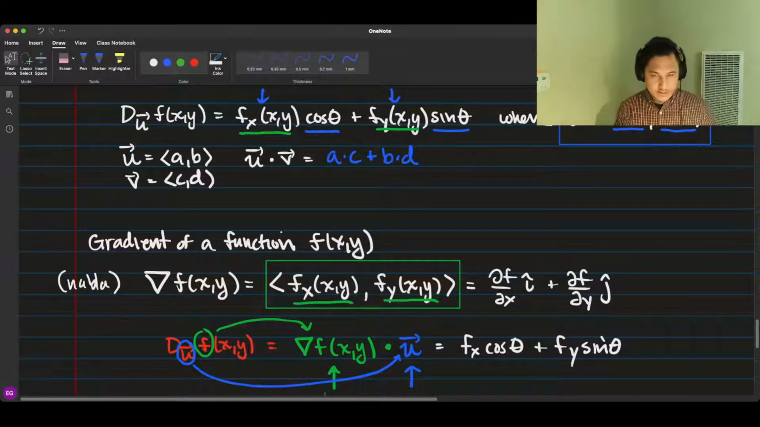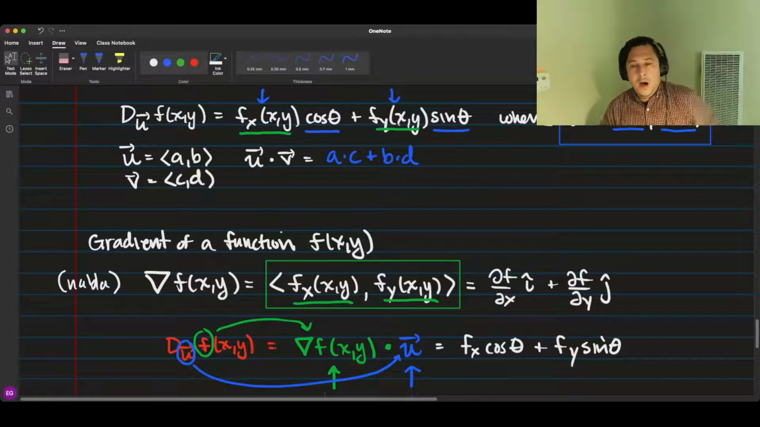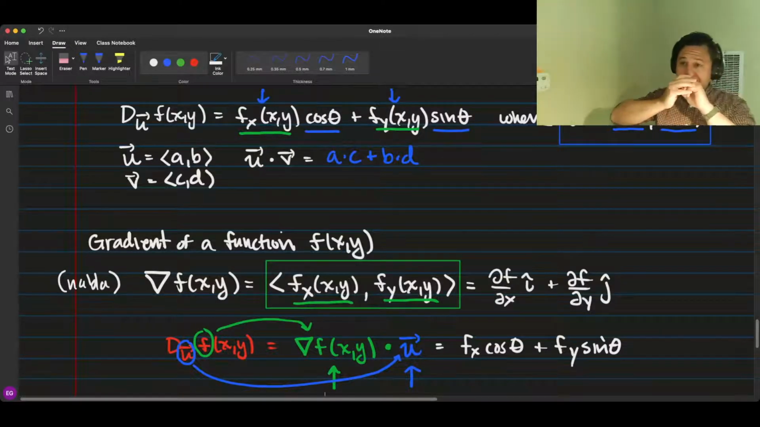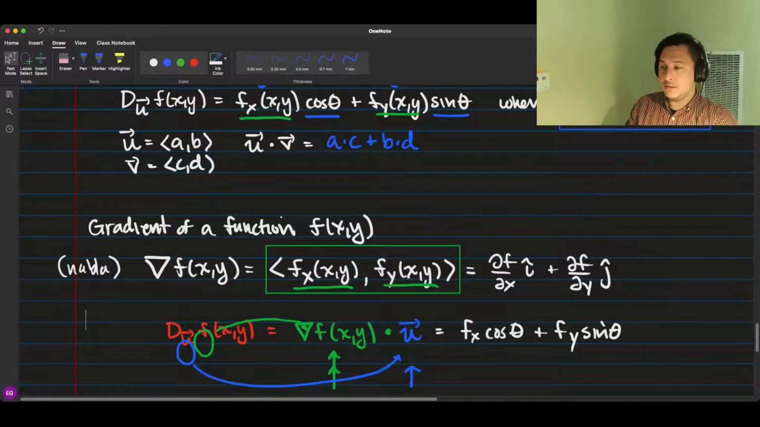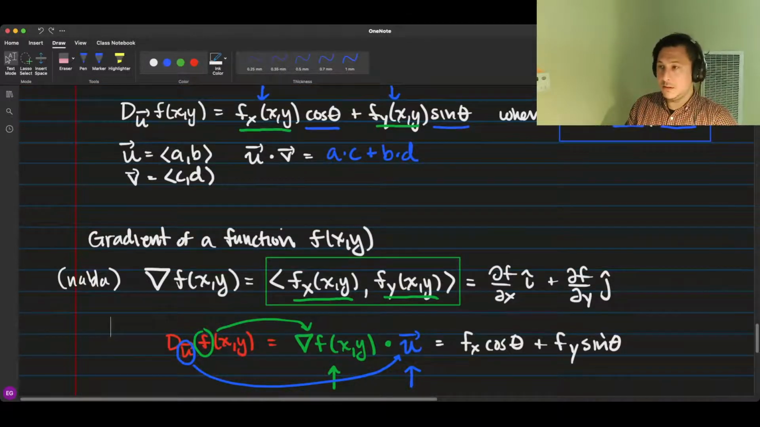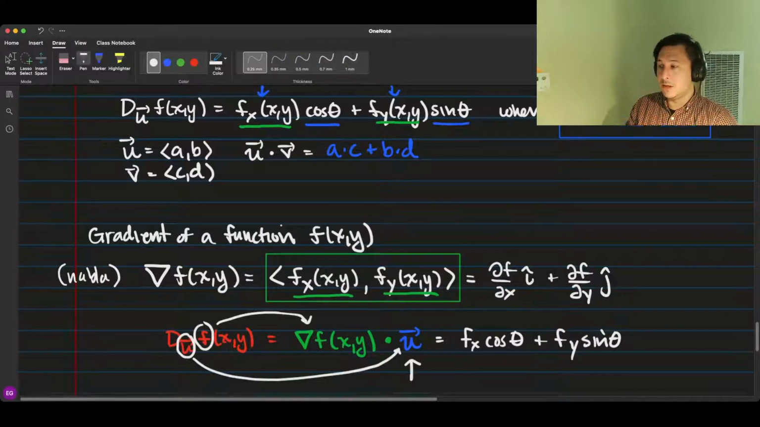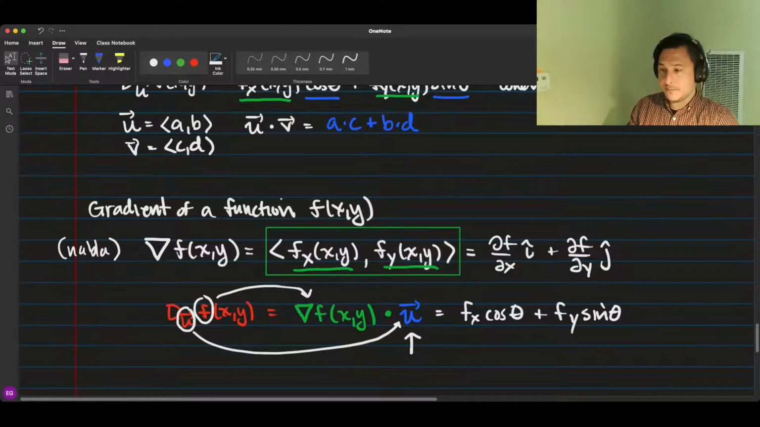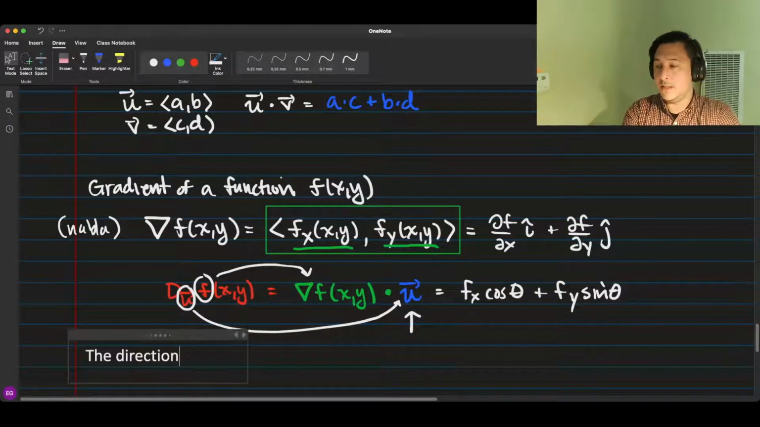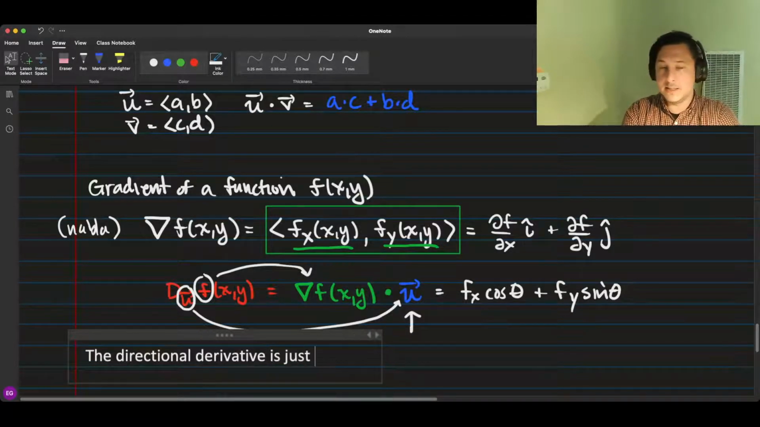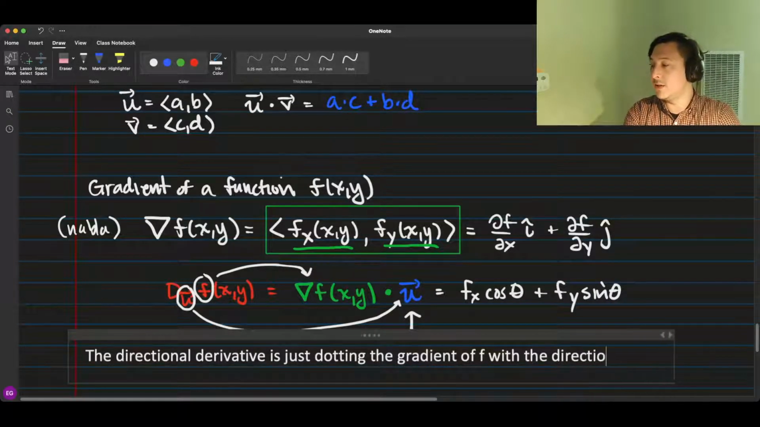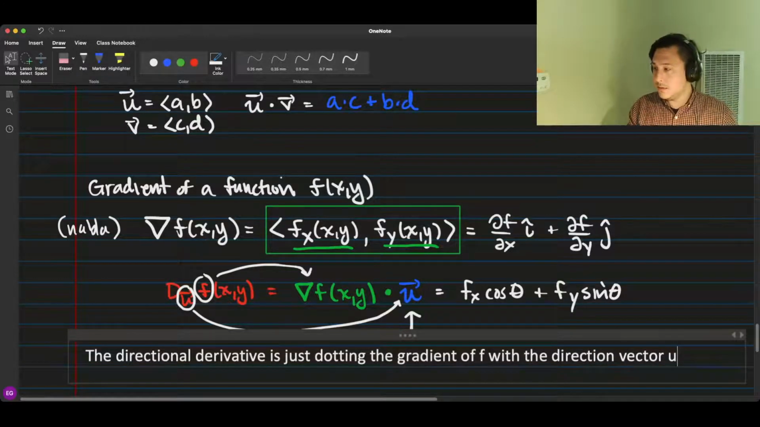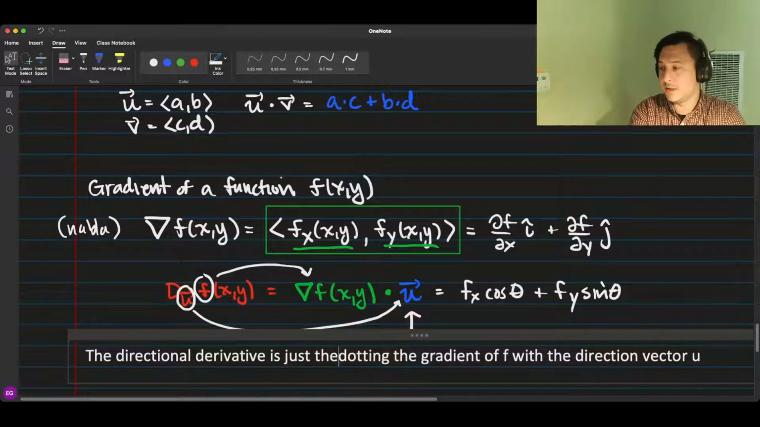Okay, I'm going to pause and say that again, because it's important to write that down. Actually, let's just type that. Oh crap, it's doing its weird thing. There we go. Okay, so the directional derivative is just dotting the gradient of f with the direction vector u. Or it is just the dot product.